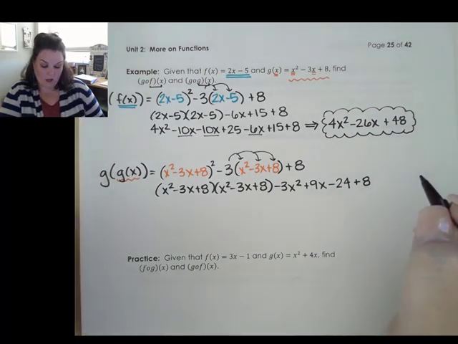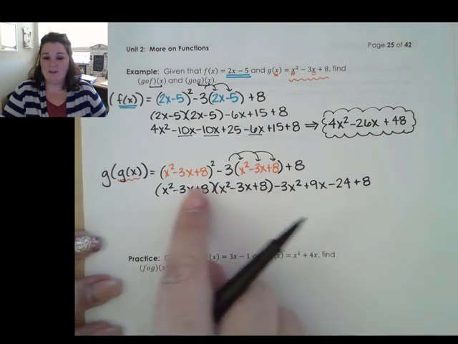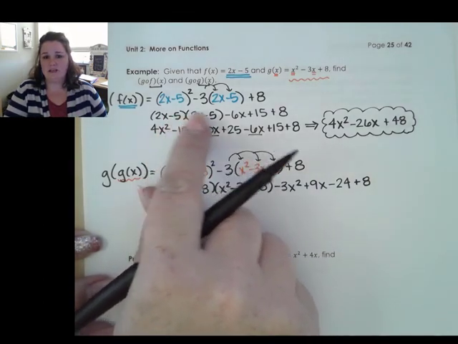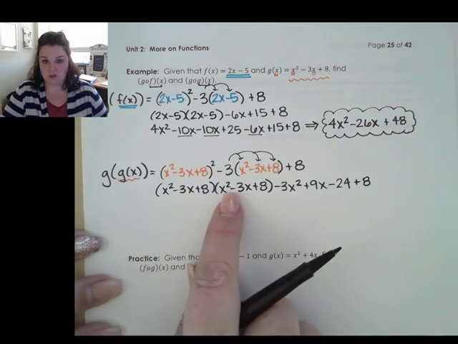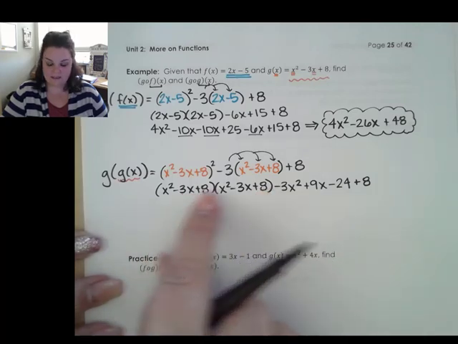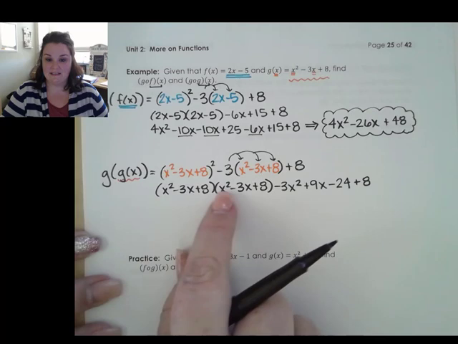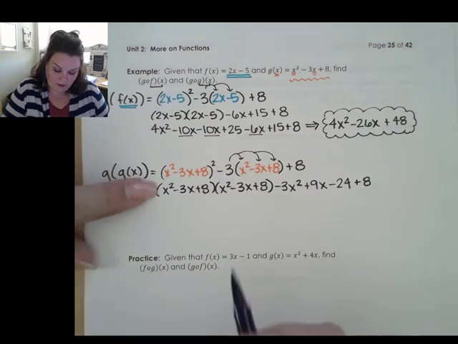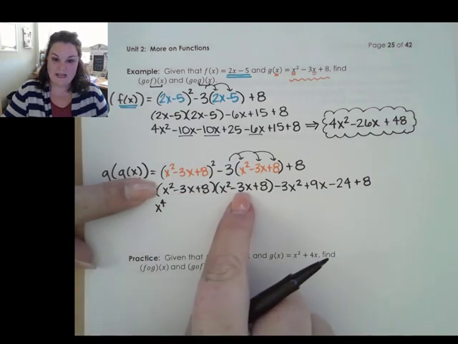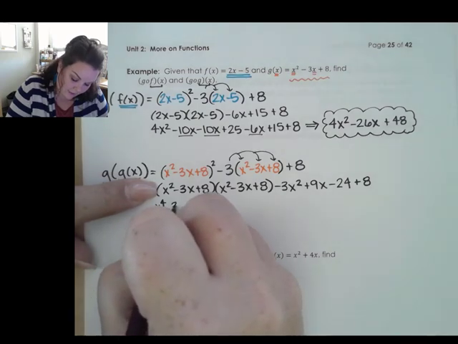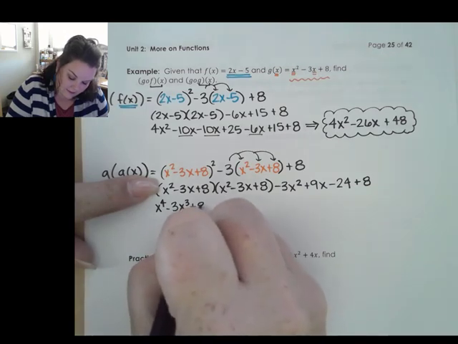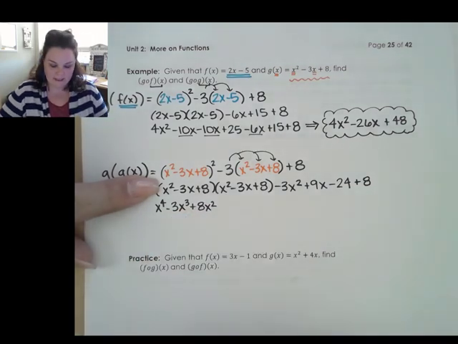All right. So let's go ahead and now FOIL out this massive thing. We do the same thing we did when we multiplied a binomial times a binomial, except this time we have a trinomial times a trinomial. So I'm going to take x squared and distribute it to everything. Then I'll take negative 3x and distribute it to everything. And then I'll take the positive 8 and distribute it to everything. So x squared times x squared gives me x to the 4th. X squared times negative 3x is negative 3x cubed. And then x squared times positive 8 is positive 8x squared. Okay, so I'm done with the x squared.